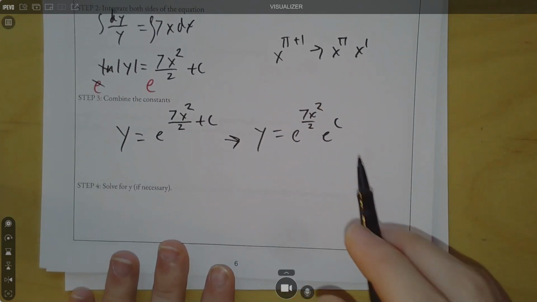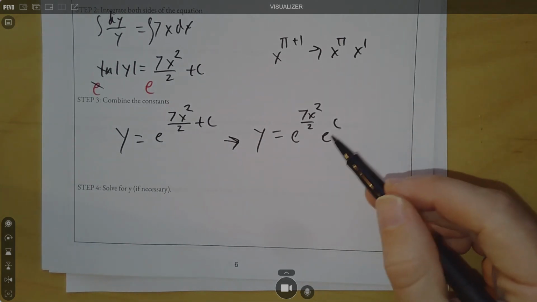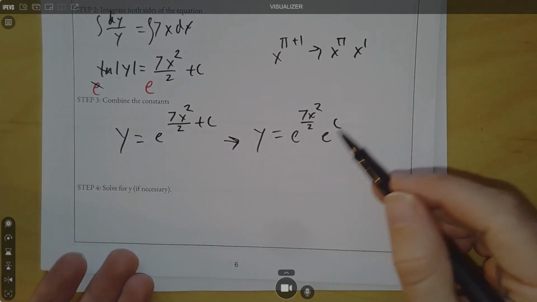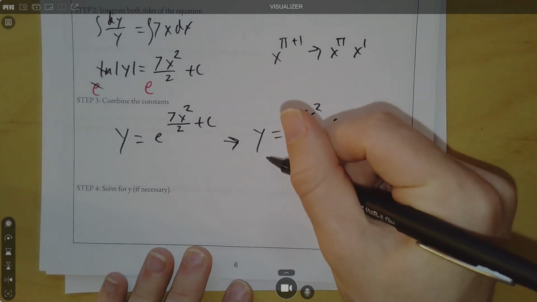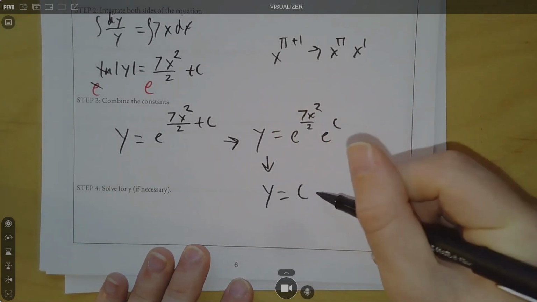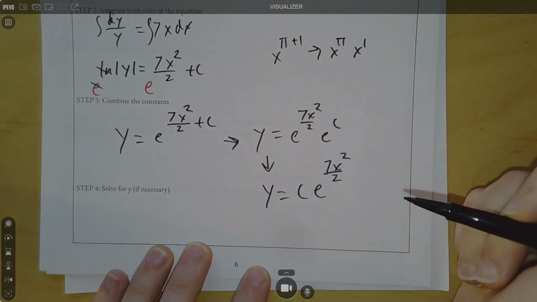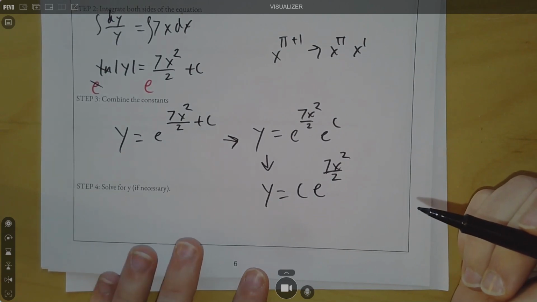And because e to the c is just a number, we can treat it as some constant. We rewrite it as y equals c e to the 7x squared over 2. Okay.